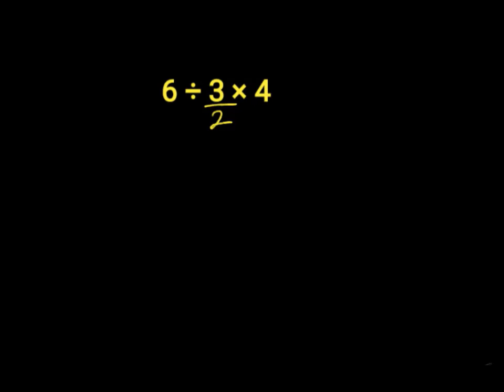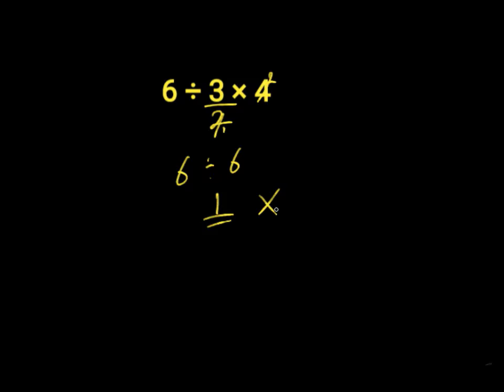6 divided by 3 over 2 times 4. 2 into here 1, 2 into 4, 2. Then we have 3 times 2 will give us 6. Then 6 divided by 6 will give us 1.